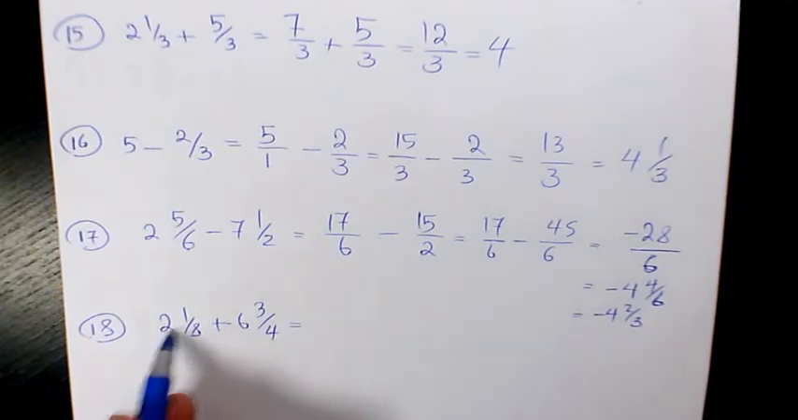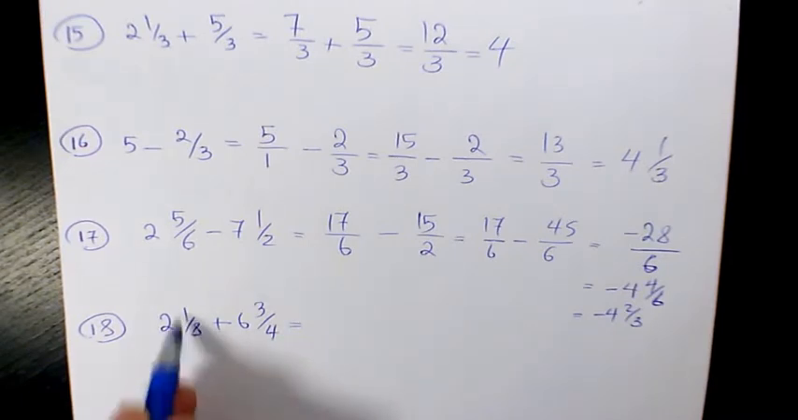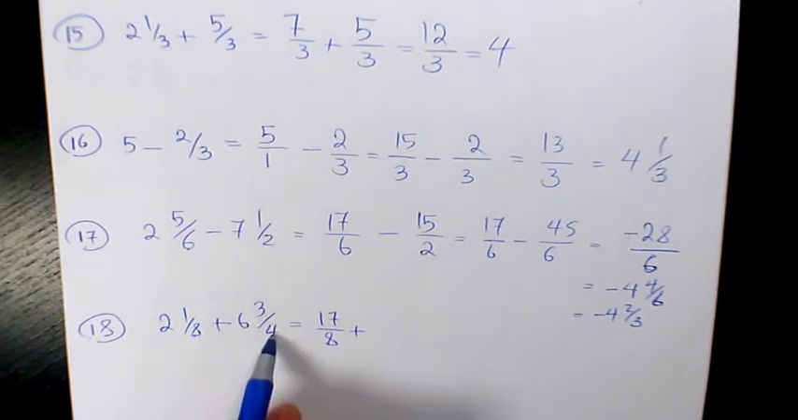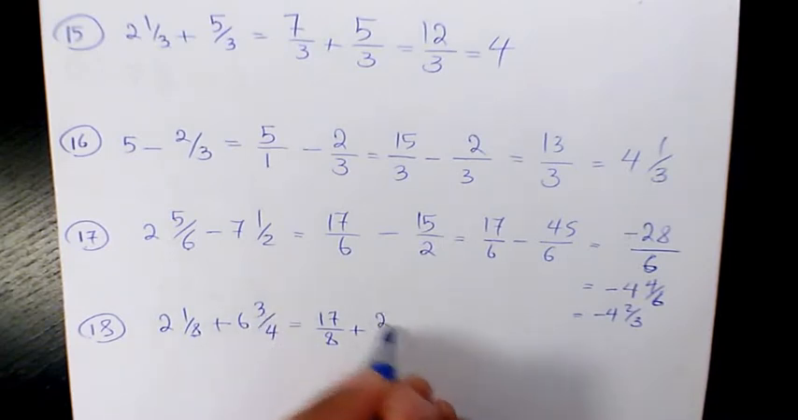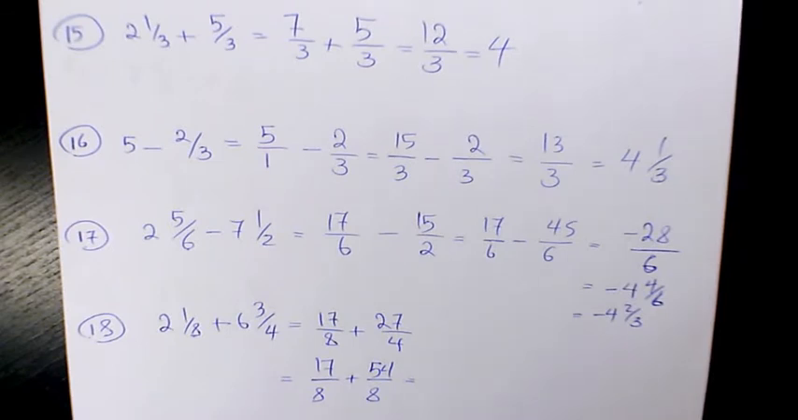Next one, 2 1/8 plus 6 3/4. 2 times 8, 16, plus 1, 17. 17 over 8. 6 times 4, 24, plus 3, 27 over 4. Now the common denominator is 8. 17. 4 times 2, 8. 27 times 2, 54. 54 plus 17, that's going to be 71.